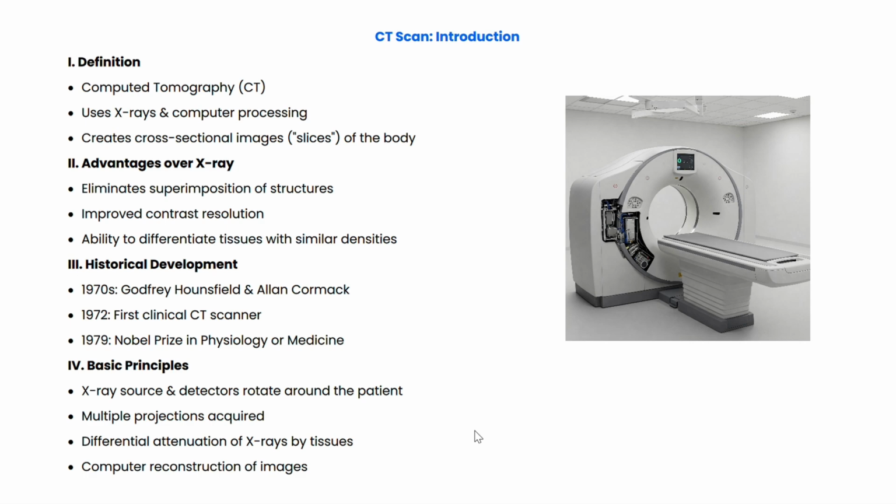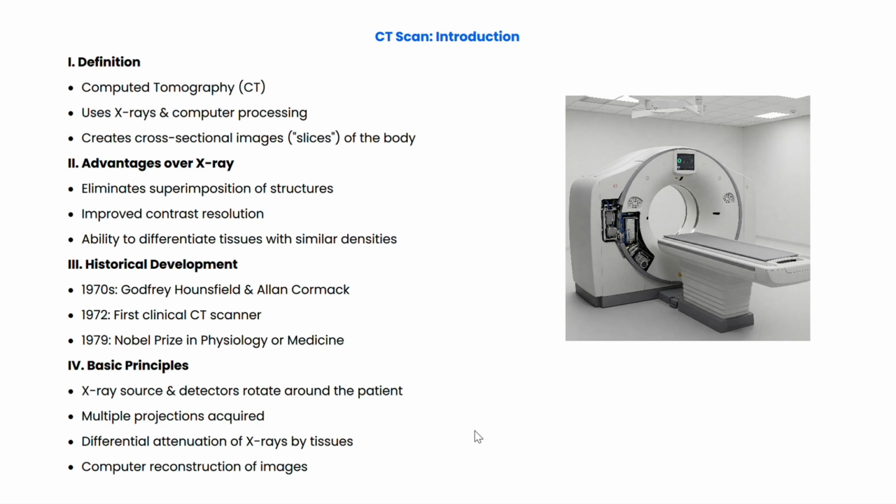CT overcomes this. CT also has superior contrast resolution, allowing us to distinguish between tissues with only slight differences in density. The development of CT was a major breakthrough. In the 1970s, Godfrey Hounsfield and Alan Cormack made key contributions, leading to the first clinical CT scanner in 1972. Their work was recognized with the Nobel Prize in 1979.